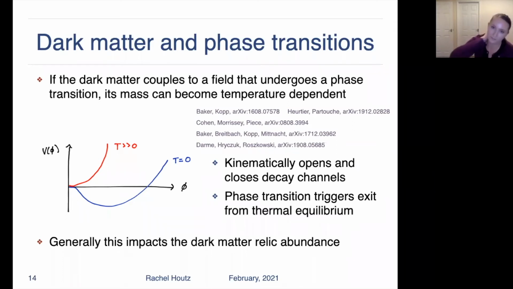And we're not the only people that have studied temperature dependent dark matter. There are a lot of citations here. It's been pretty well studied, and it seems to be ramping up in popularity now. And you can use this for a lot of fun things, like you can kinematically open and close decay channels in the dark matter's history, or you can use the phase transition to trigger exiting thermal equilibrium, things like this. But in general, using dark matter that has a temperature dependent mass impacts the dark matter's relic abundance.